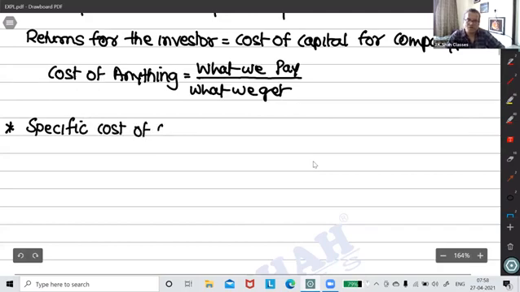Specific cost of capital. Let me tell you the things that we will discuss over here.